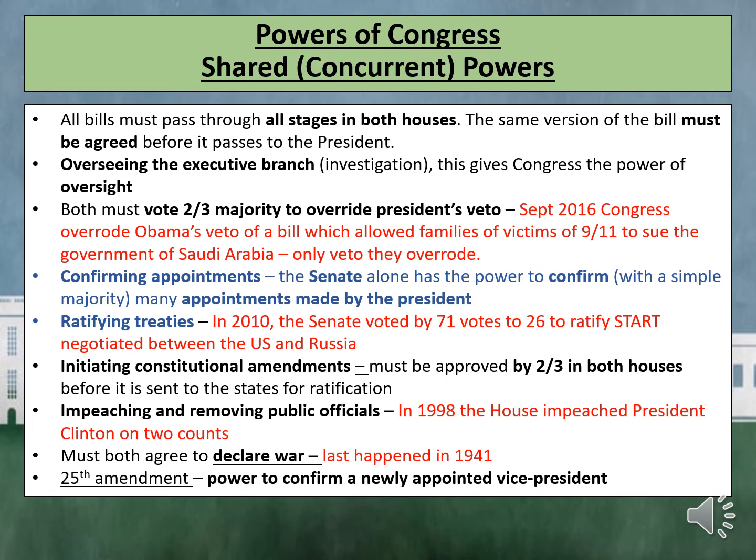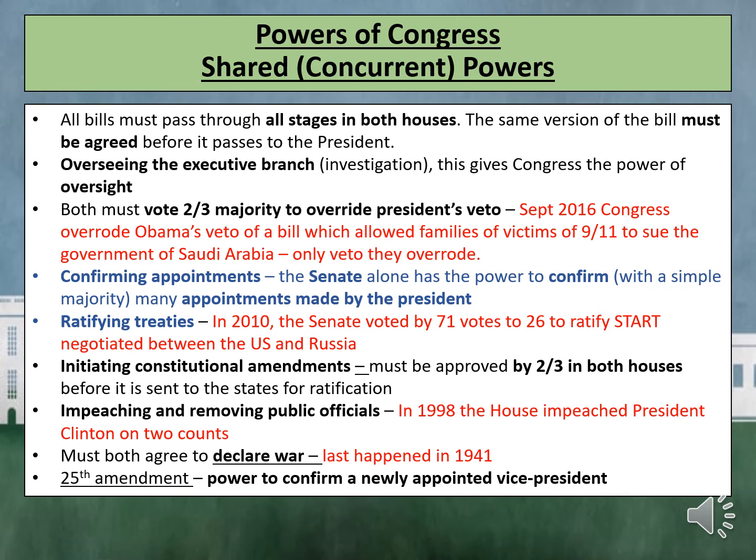The 25th Amendment, passed in 1967, gave both houses the power to confirm a newly appointed vice president. Note carefully that this power relates only to a vice president who is appointed, not those who are elected. The 25th Amendment gave the President the power to fill a vacancy of a Vice President, should the Vice President either become President, resign, or die in office. This has only happened twice.